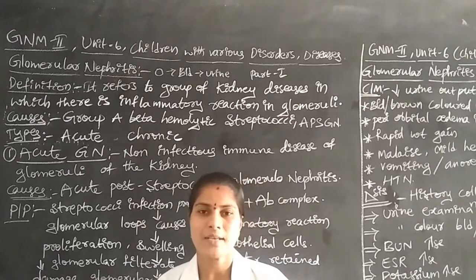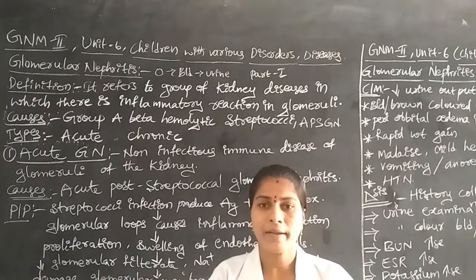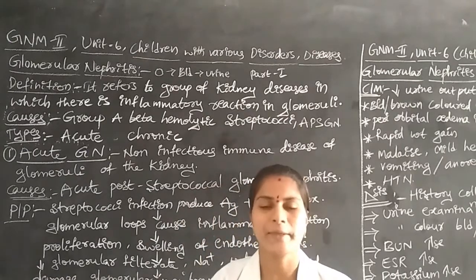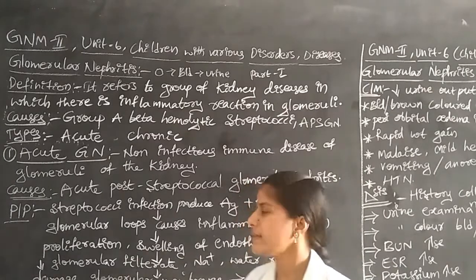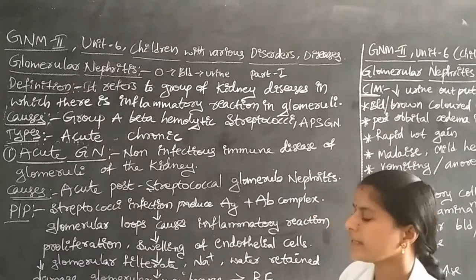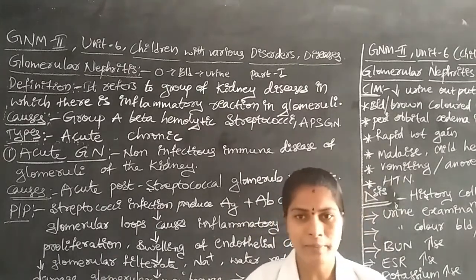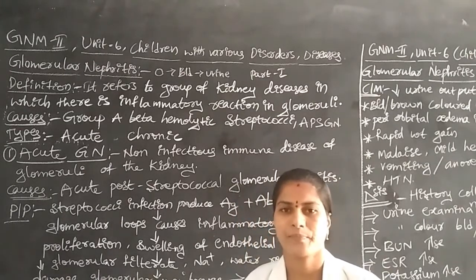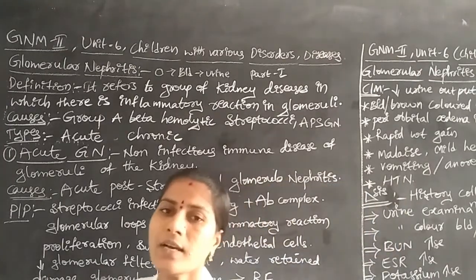But here, whose body has fewer antibodies and an increased number of antigens, the disease will be severe. The severity of the disease will be there in that particular child. In this antigen-antibody reaction, in the glomerulus there are some loops. These loops have some type of inflammatory reaction due to this antigen-antibody complex. It leads to some swelling in the glomerulus.